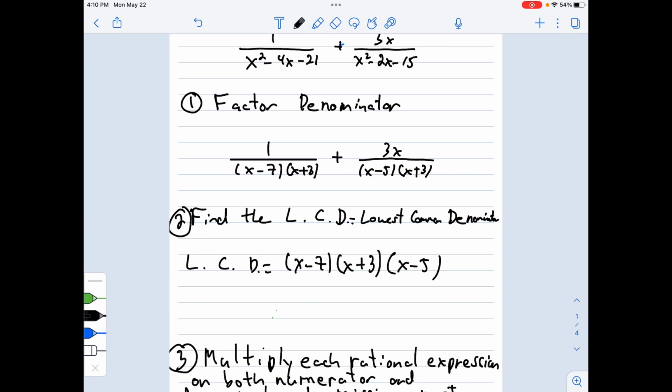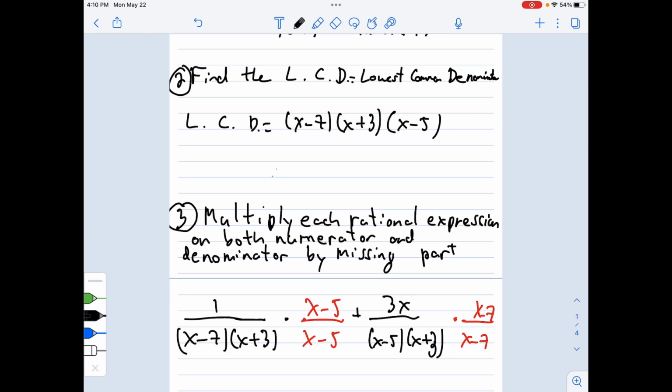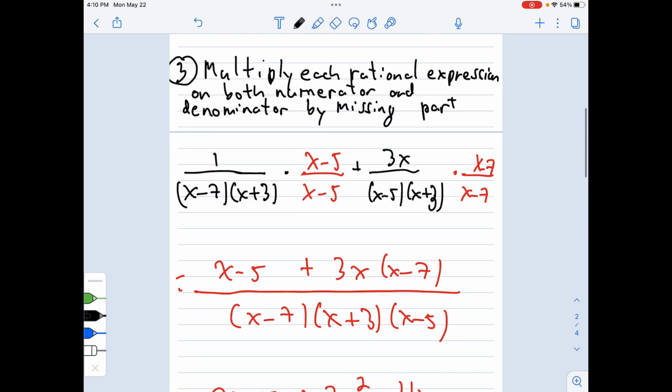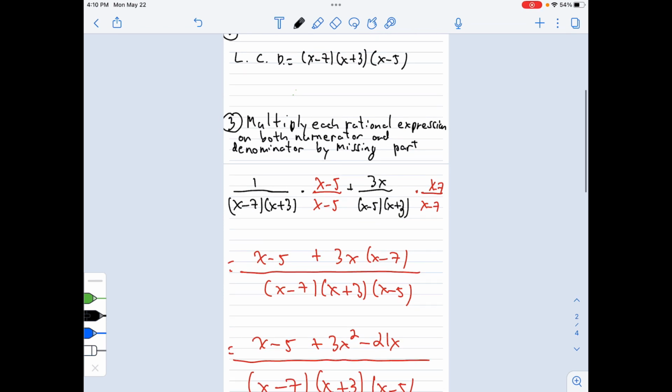So once we have the LCD, we want to make sure that each of these two fractions has the LCD. Step 3 is we multiply each rational expression, on both the numerator and denominator, by the missing factor. The fraction 1 over x minus 7, x plus 3 was missing the x minus 5, so you multiply the top and the bottom by x minus 5. And 3x over x minus 5 times x plus 3 was missing x minus 7 on both the top and the bottom. So you multiply those together.